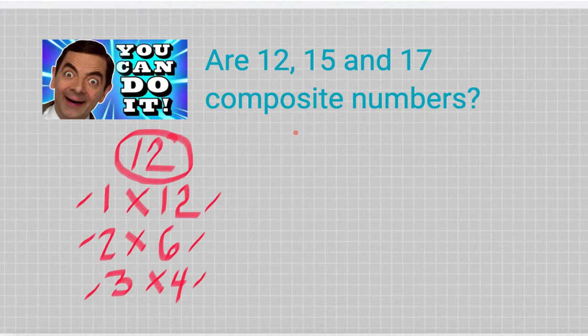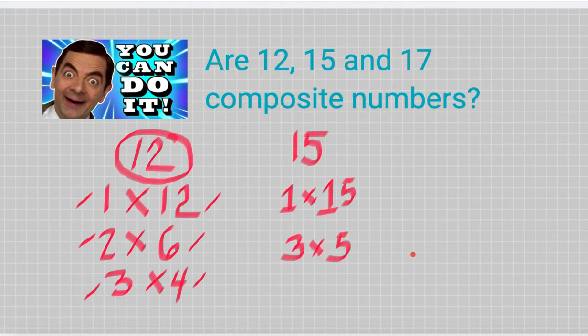Now, how about number 15? Is number 15 a composite number? Let's try to check. Now, please help me. What are the numbers? That's good. 1 times 15 and 3 times 5. That's great. So therefore, we can say that 15 is a composite number because it has 4 factors: 1, 2, 3, 4.